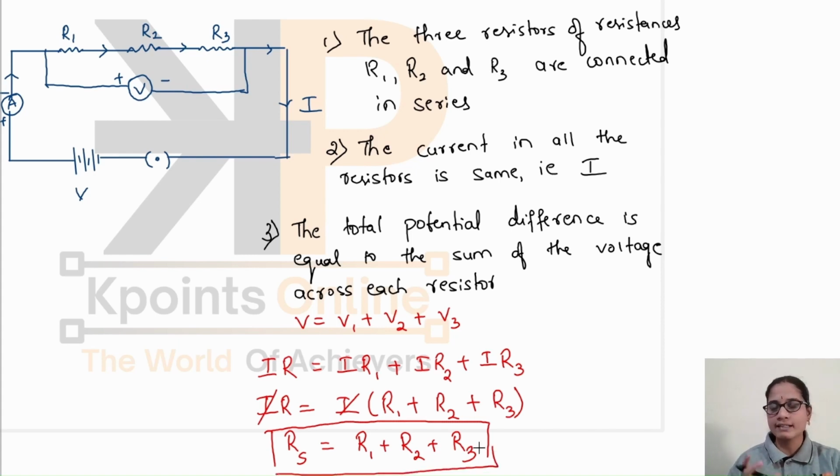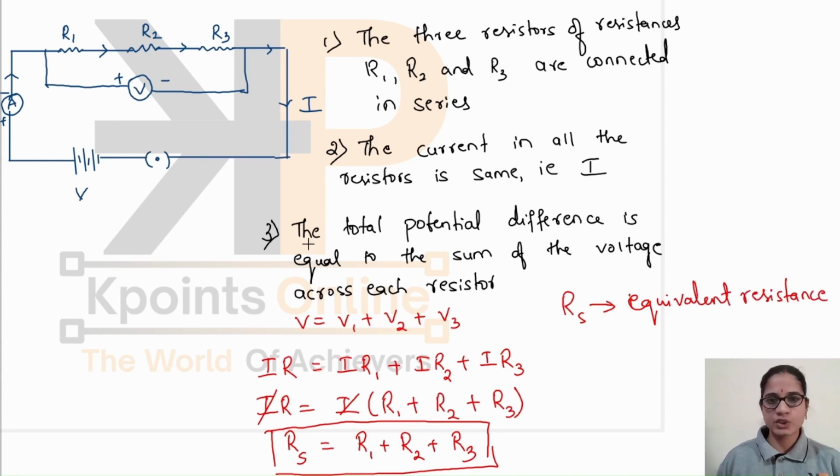In this way, different resistors can be connected in series and their total resistance or equivalent resistance is equal to the sum of the individual resistances. So, this Rs is called the equivalent resistance. Let's recall this derivation again.